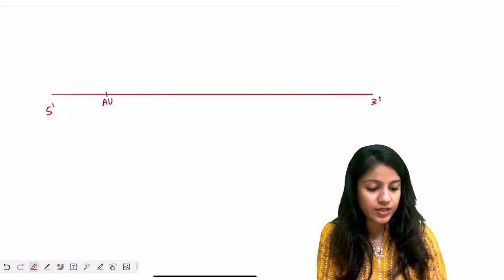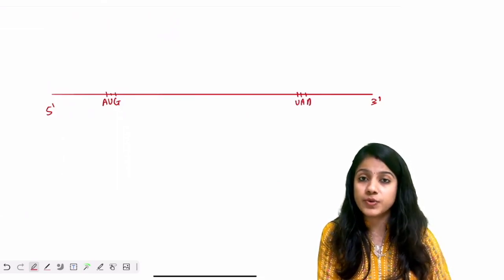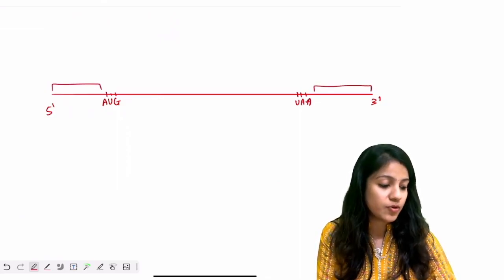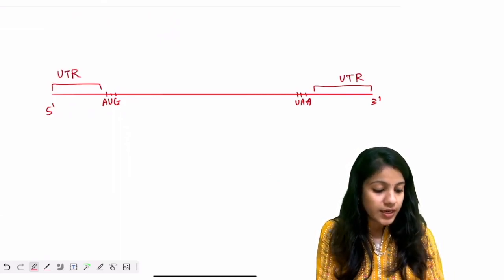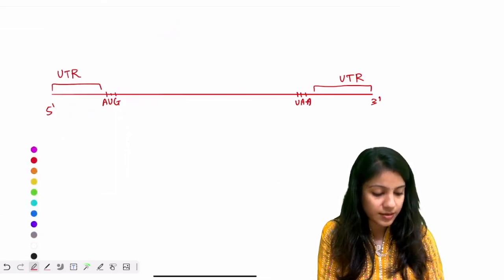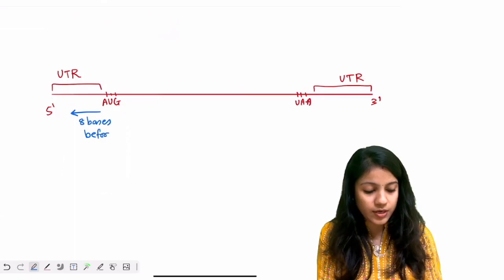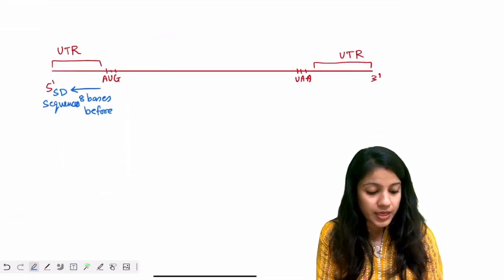AUG sequence, say for example, it is present over here. Stop codon, say for example, UAA is present over here. The sequences which are present before and after the start and stop codon are called the untranslated region, UTR, right? In a prokaryotic organism, just before this start codon, 8 bases before the start codon, SD sequences are present, which are nothing but the Shine-Dalgarno sequences, right?